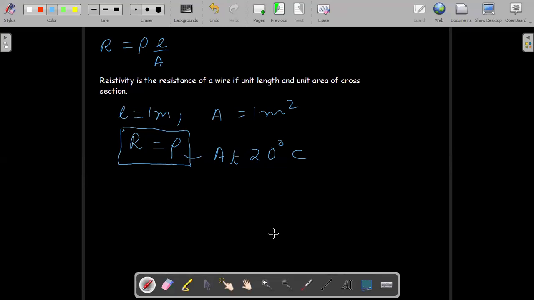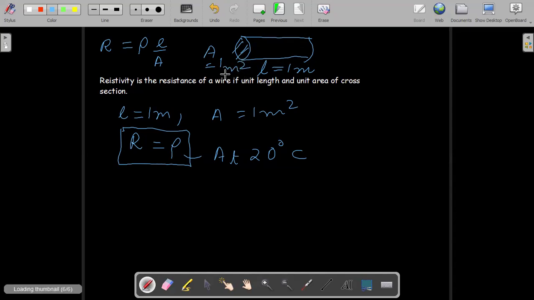That means if I consider a wire having length 1 meter, so the length of the wire is 1 meter and its area of cross section A is 1 meter square. Whatever its resistance will be, that resistance will be the same as the resistivity.